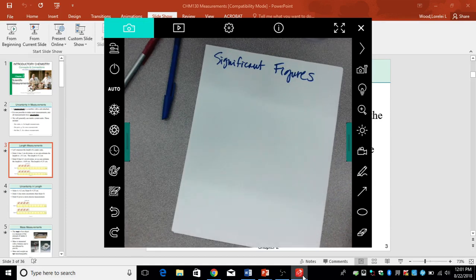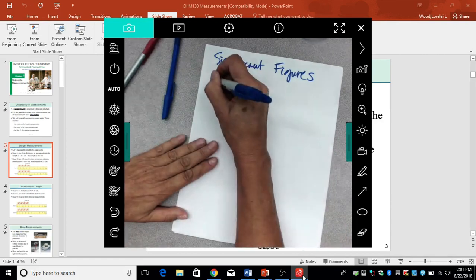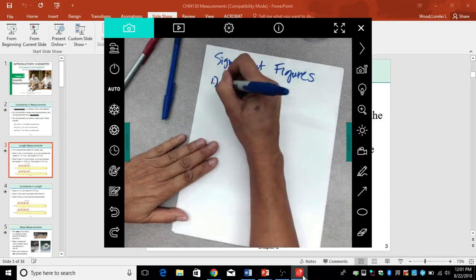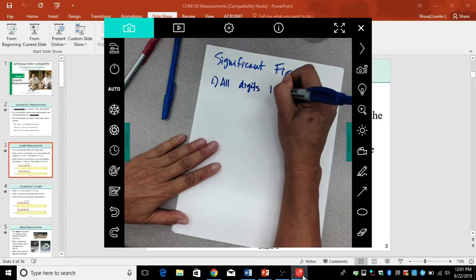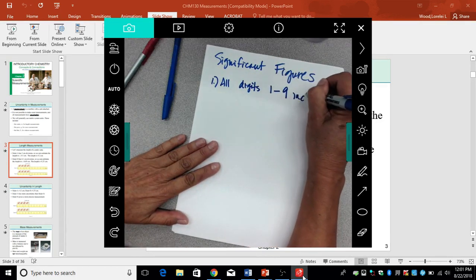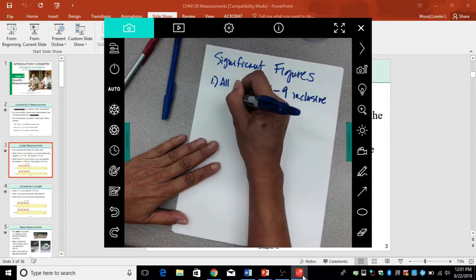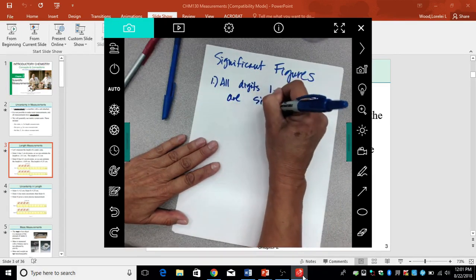All right, so what numbers are considered significant? With the numbers that we measure, the digits that we report are the ones that are significant. So there's some rules to sig figs that we all have to know. Rule number 1, and write this down. All digits 1 through 9 inclusive are significant.